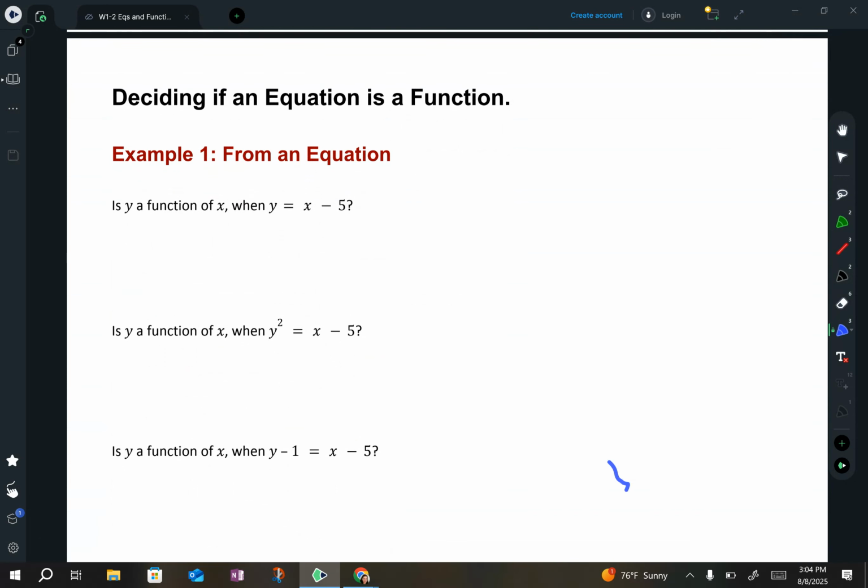Our first equation here is, I don't know where that came from. Here we go. That's weird. That's there. Okay.